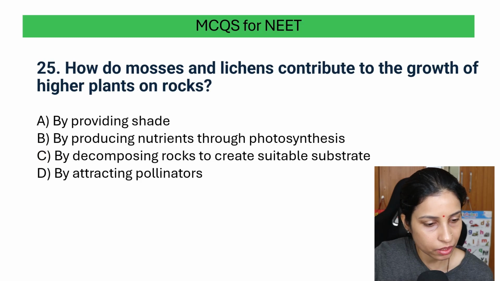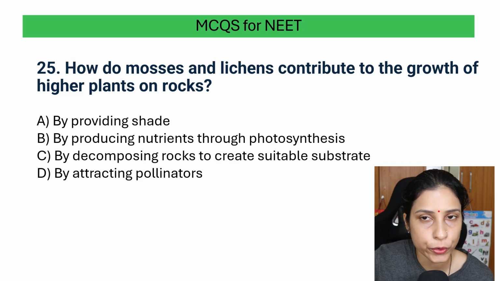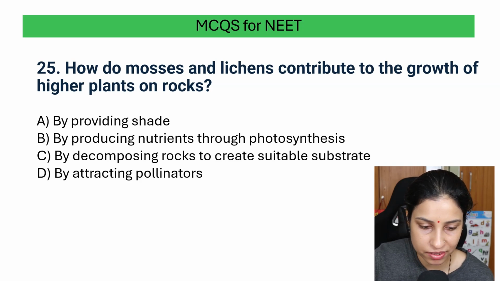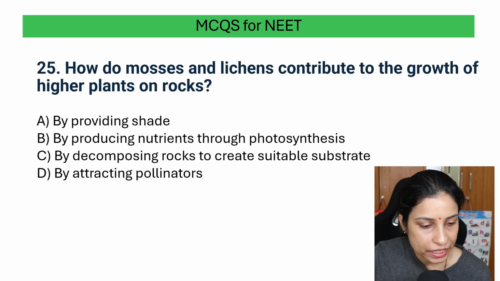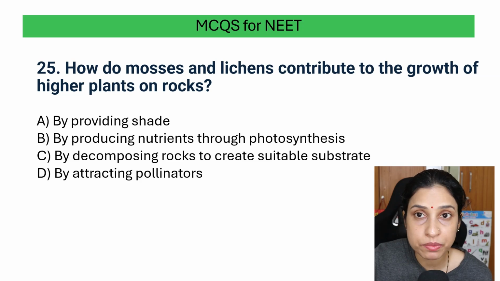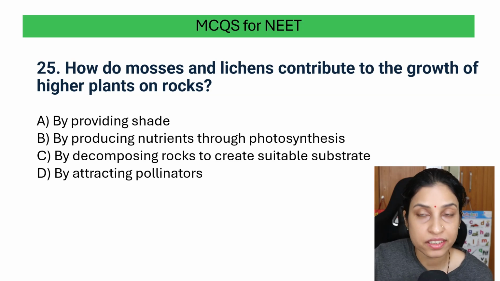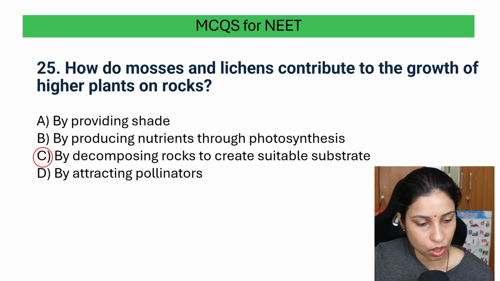Next, how do mosses and lichens contribute to the growth of higher plants on rock? By providing shade? No. By producing nutrients through photosynthesis? This is also wrong. By decomposing rocks to create suitable substratum? Yes. By attracting pollinators? No. They decompose the rocks so that they are suitable for the growth of other plants. Option C is correct.